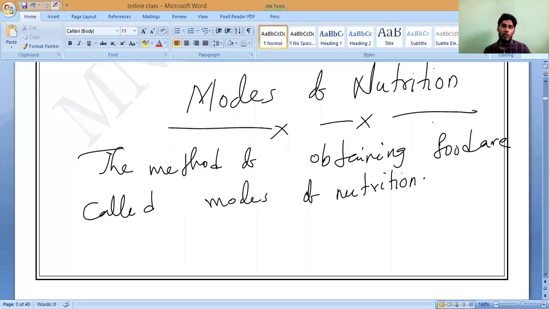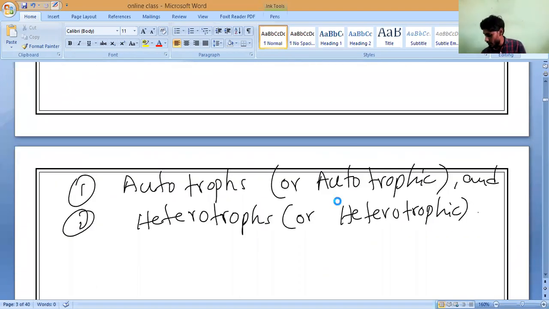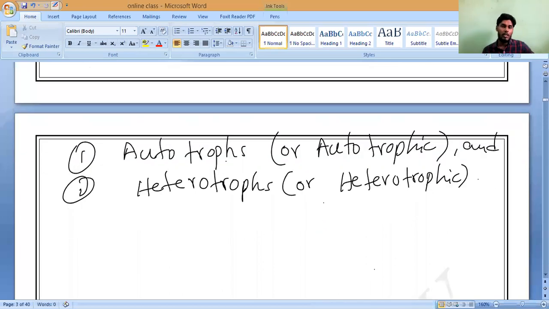These are the two modes of nutrition which we are going to study now in detail. Please note it down. You have to learn the spellings. The method of obtaining food, how they are obtaining it, is what we call the mode of nutrition. Based upon the taking of food, it has been considered into two types: autotrophs and heterotrophs. You have to note it down.